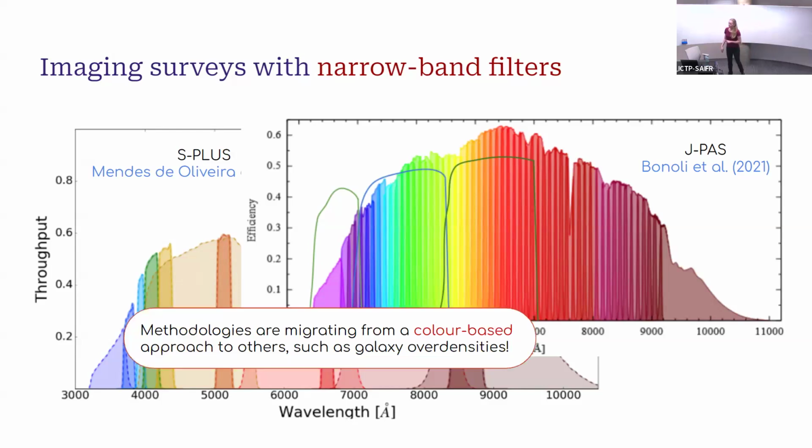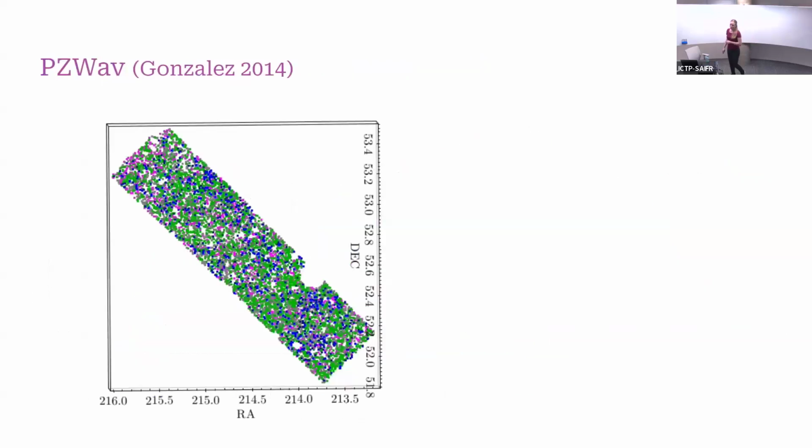And this is very interesting for the cluster analysis because the methodologies that we're using to detect these clusters have migrated from a color-based approach, just like RedMapper. I don't know if you read it. But RedMapper uses the red sequence of the cluster to detect a cluster. Now we have more information than just colors, so we can use galaxy overdensity, which is the case of PZ-Wave. And PZ-Wave is the methodology that I'm using for my work.